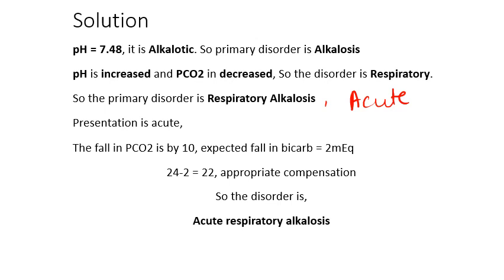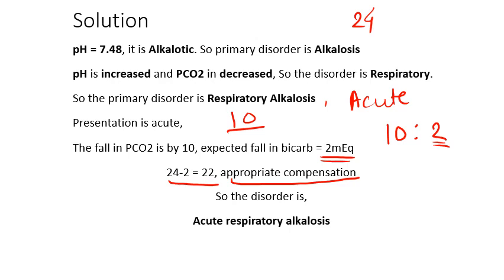Now in acute respiratory alkalosis, we know that for every 10 millimeters of mercury fall in PCO2, the bicarb falls by 2. Here the PCO2 has fallen by 10, so the bicarb should be falling by 2. For calculation purposes, we take the normal value of bicarb as 24. So 24 minus 2 is 22, which is appropriate compensation. So the disorder is isolated respiratory alkalosis.